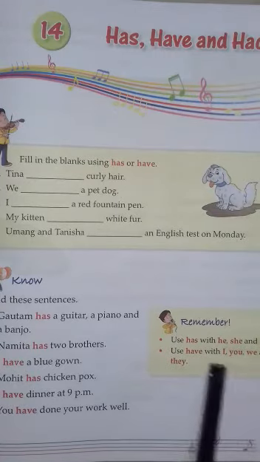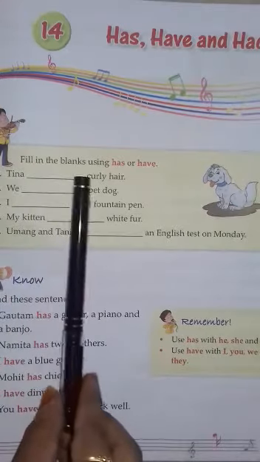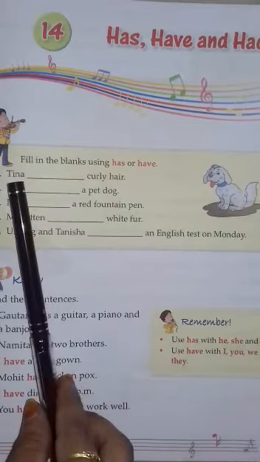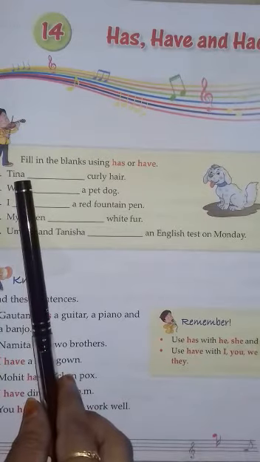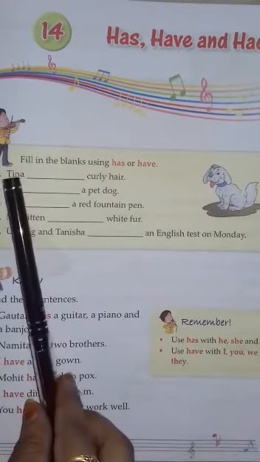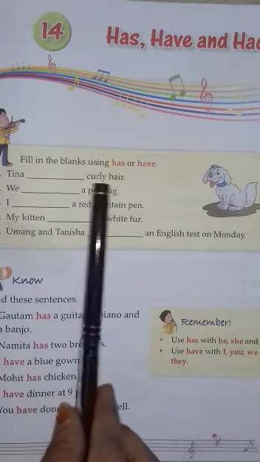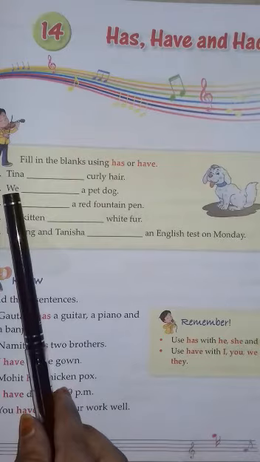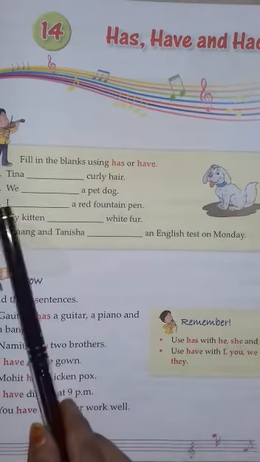So what is here? Fill in the blanks using has or have. Tina. Tina means she, only one girl. We know that we have to use has with he, she and it. So Tina has curly hair. We means more than one, so we will use have with we. We have a pet dog.